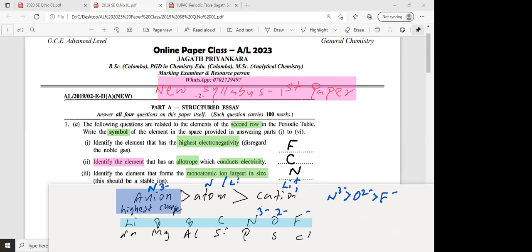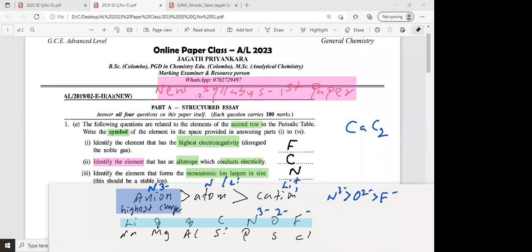Can carbon form the anion C4 minus? No, C4 minus is not formed. Actually, carbide is there sometimes, calcium carbide CaC2, with C2 2 minus, but carbon will not form C4 minus or C3 minus because it is unstable. They are asking that the ion should be stable, so therefore C4 minus is not available.